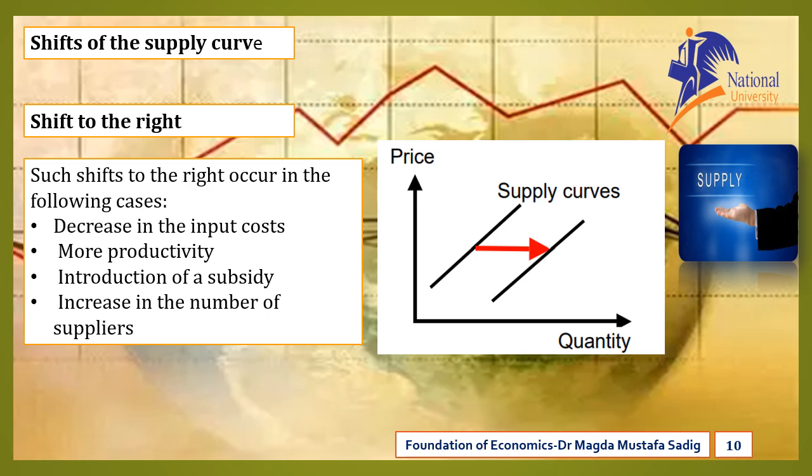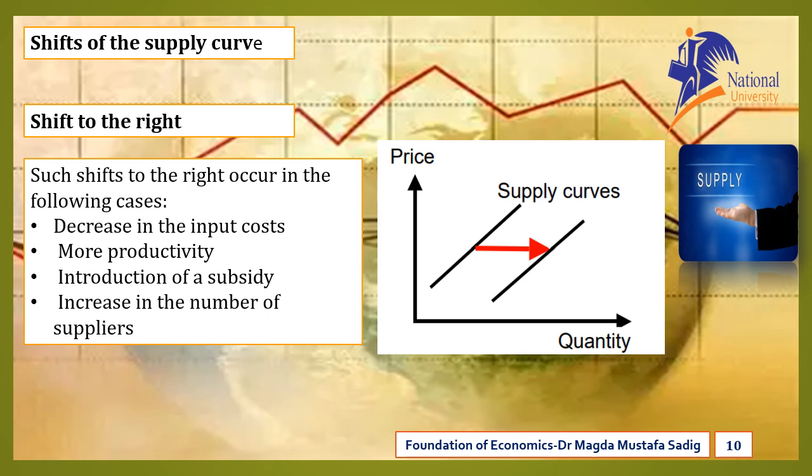This can be for 4 reasons. Decrease in input cost. So if the cost of production of inputs like raw materials, labor, or energy decreases, it becomes cheaper for firms to produce more. So suppose a bakery used to buy flour at $5 per ton, and now it costs only $3. So the bakery can now produce more bread at the same cost. So they increase supply, shifting the supply curve to the right.